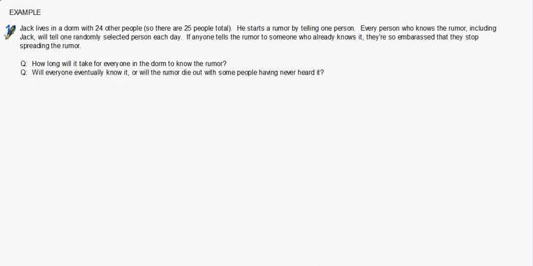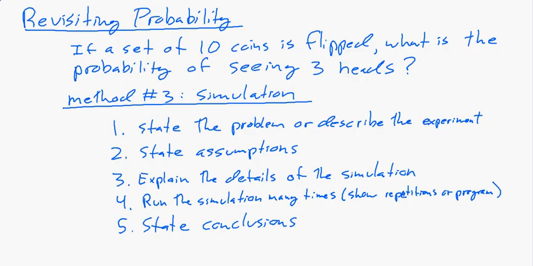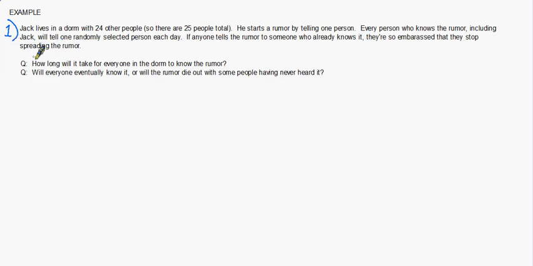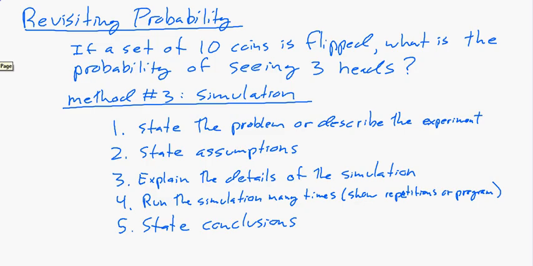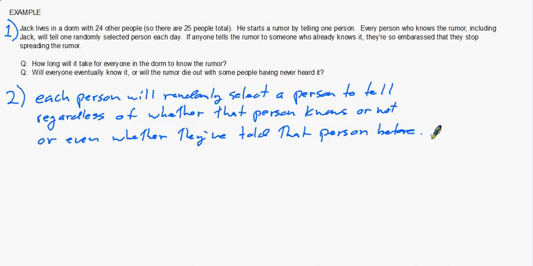So this has been step 1. If you remember our steps, state the problem, describe the experiment. All right, so here's the problem. All right, step 2, we need to state our assumptions. Each person will randomly select a person to tell. Truly random, again, humans don't do random very well, but it's an assumption we're making that they are going to randomly choose someone, regardless of whether that person knows it already or not, or even whether they've told that person before or not. I guess they have some bad memory issues going on.